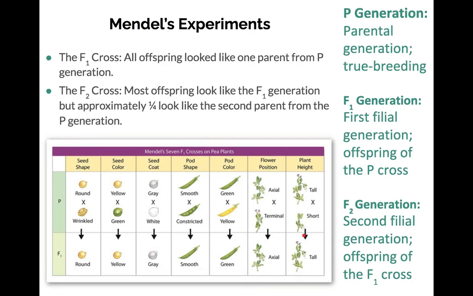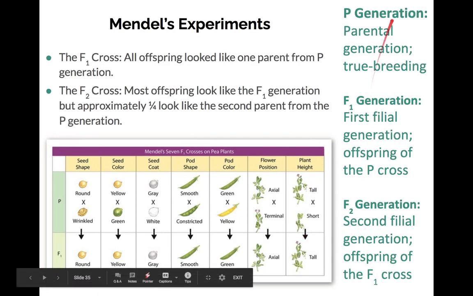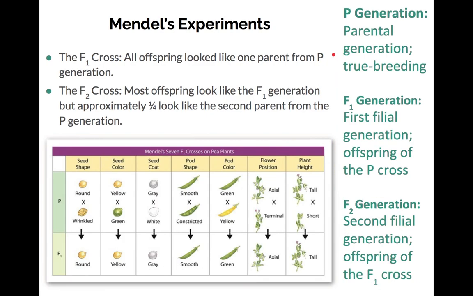So let's talk about Mendel's experiments. Okay, so we're going to have these three terms, P generation, F1, and F2 generation. Okay, so the P generation is what we call parental, and these are true breeding. Okay, again, basically meaning like self-pollinating. F1 is the first filial generation or the offspring of the P generation. And the F2 is the second filial generation or the offspring from the F1 cross.